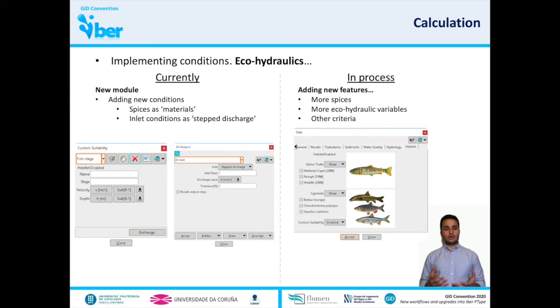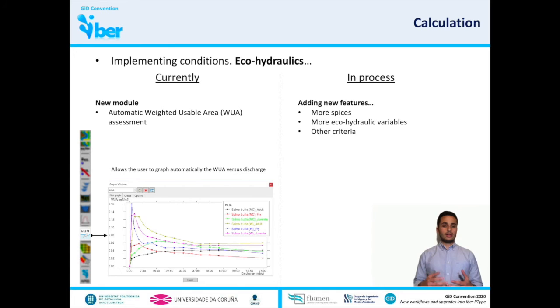In 2018, Iber became also able to work as an eco-hydraulic tool, including hydrobiological aspects of fishes. This module allows simulating the weighted usable area for fishes, which is a parameter for the assessment of the ecological state of rivers. Since that time, few improvements have been carried out, such as the automatic assessment of weighted usable area. Future works will develop this model, including, for example, different kinds of species, more variables, and eco-hydraulic criteria.